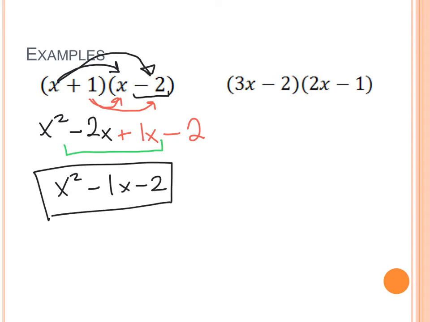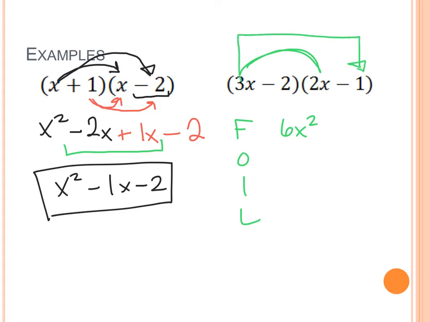Now if I use the FOIL method, first, outside, inside, last, my first terms multiply together to give me 6x squared. My outside terms, so my 3x and my negative 1, would give me minus 3x.